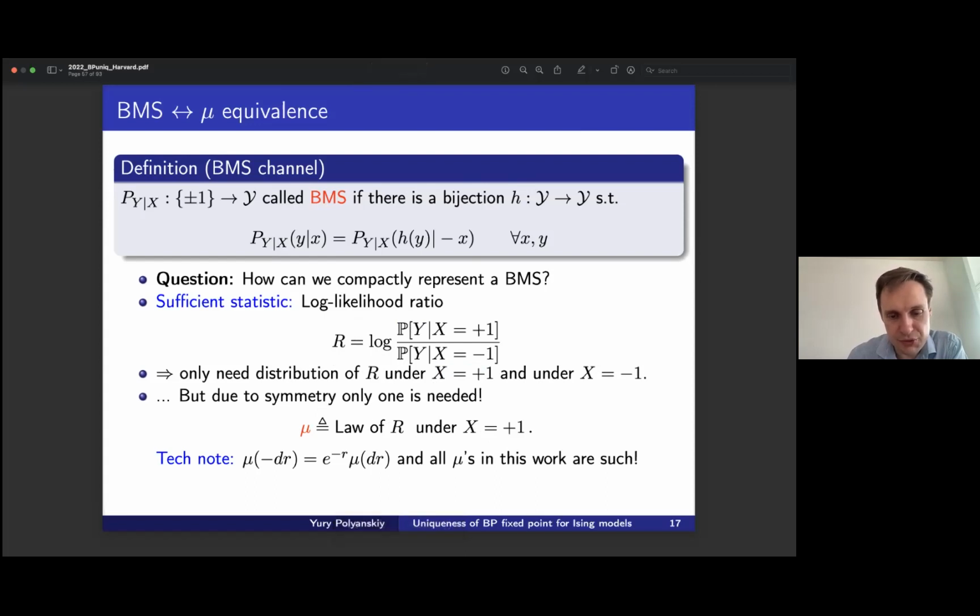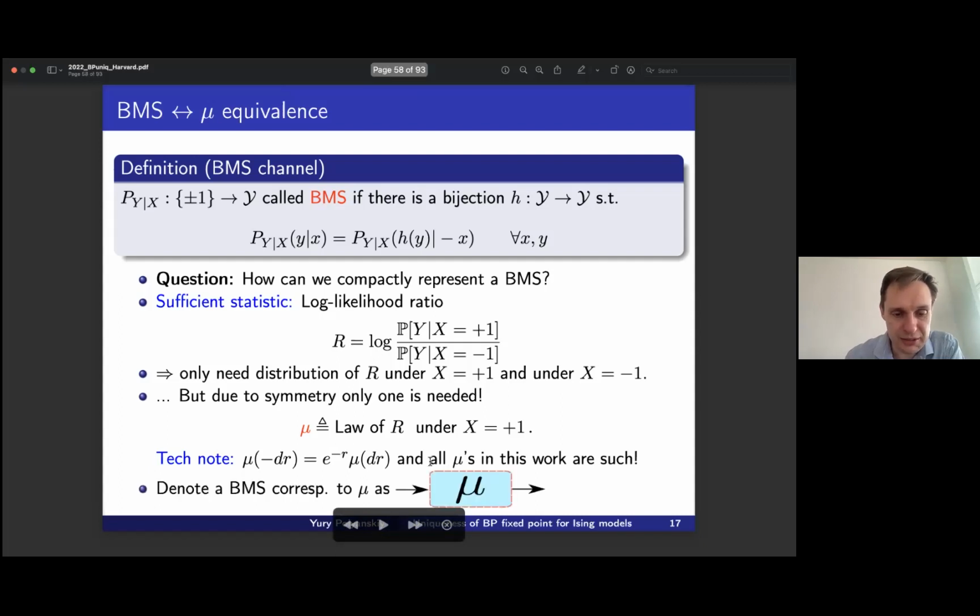There is a technical note that this mu should satisfy a certain symmetry condition to actually correspond to some BMS channel, but let's ignore this. From now on, I will always describe a BMS channel by this box showing mu. What I'm trying to say in this slide is that any complicated binary channel with symmetry between plus and -1 input can be associated to a unique probability distribution on reals, and vice versa.